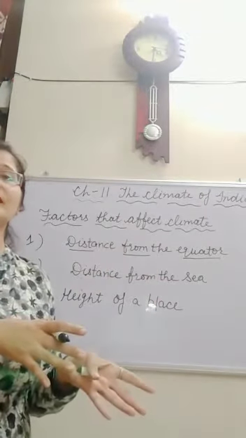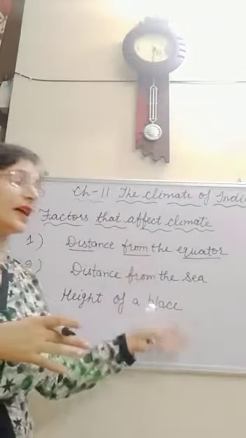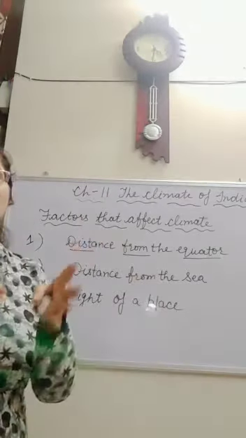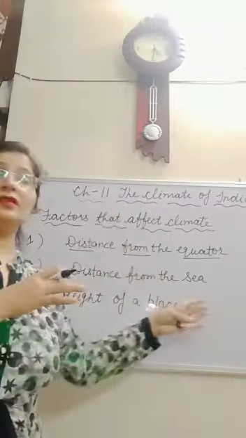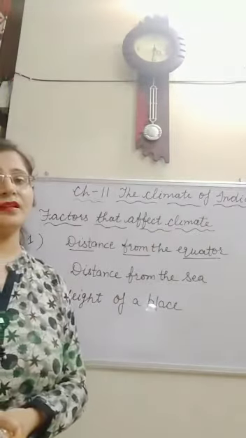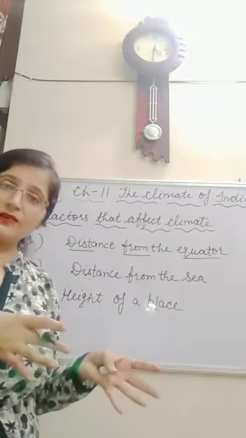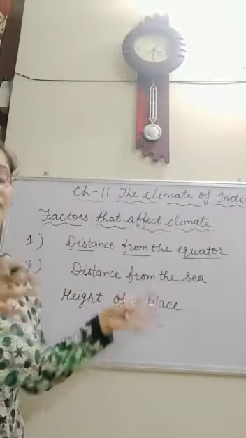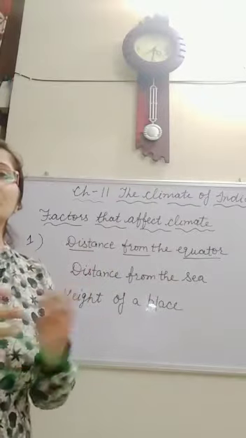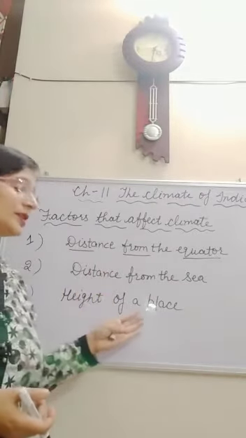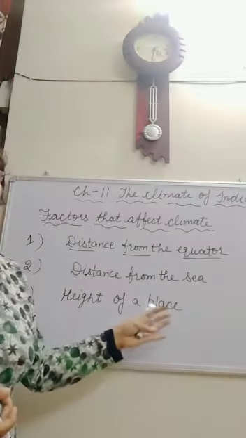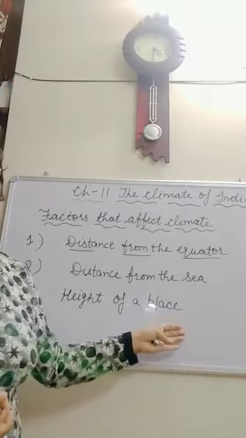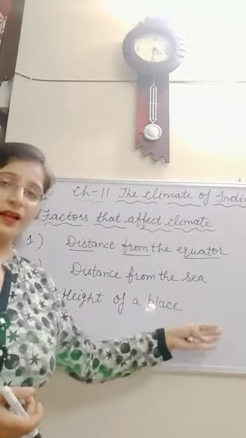Ooty is cool even in summer because of its height, though it lies near the equator, and the peaks of the Himalayas are covered with snow even in the summers. Here you can see that the peaks of the Himalayas are covered with snow even in the summers. So it depends upon the height of the place. Okay. So dear children, places at a higher altitude have colder climate than places at lower altitude.